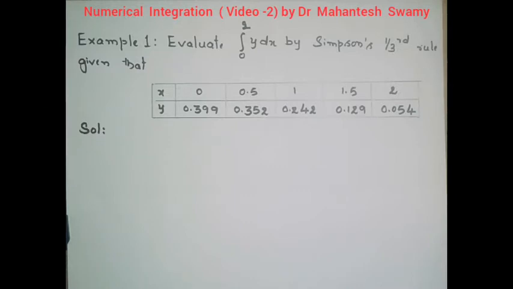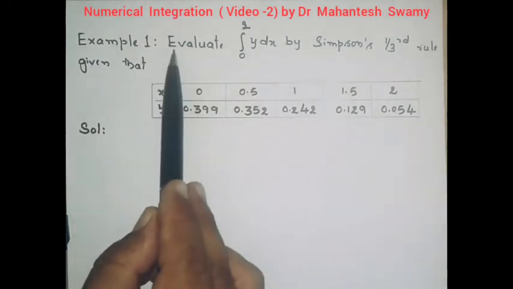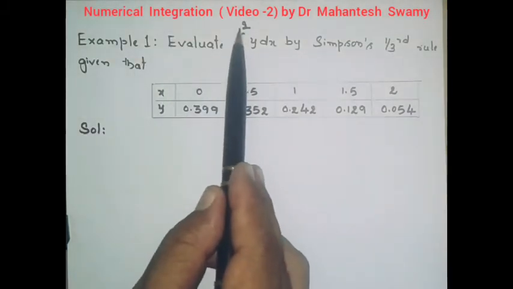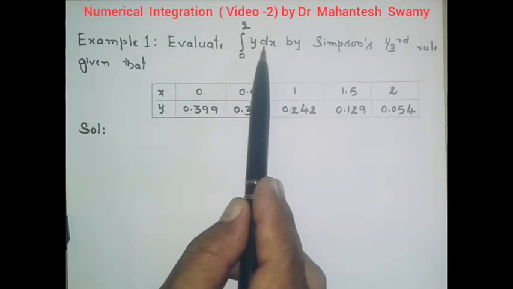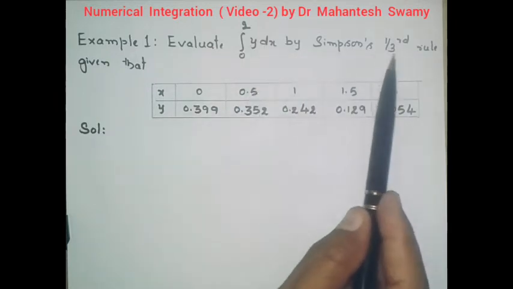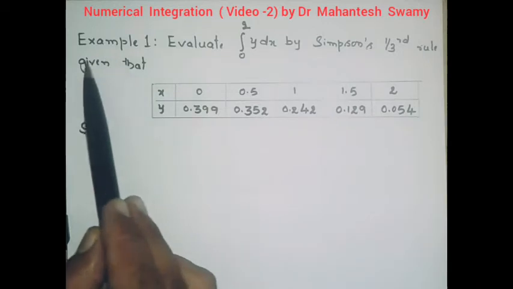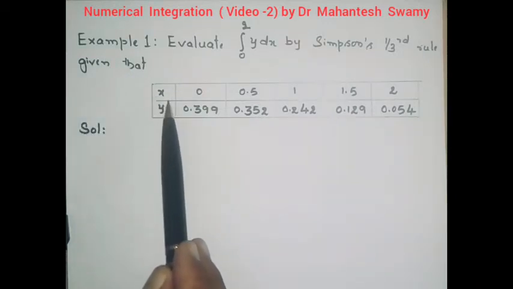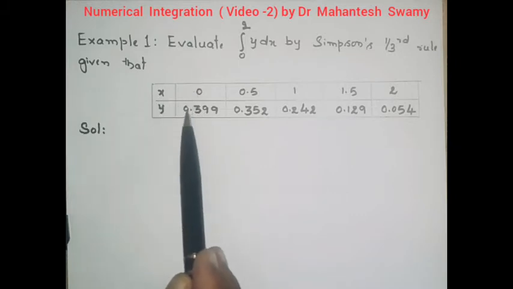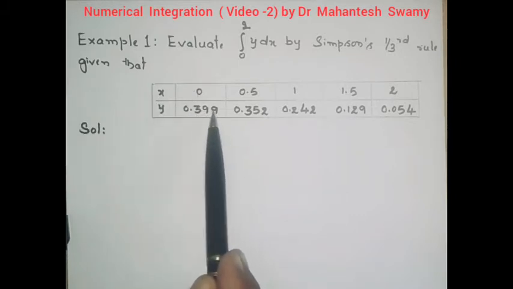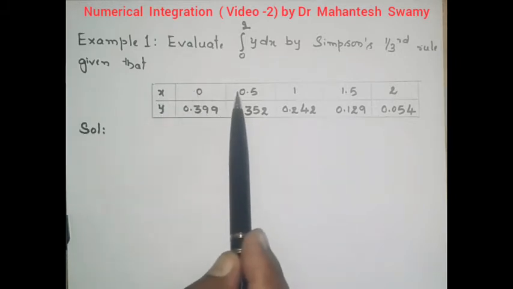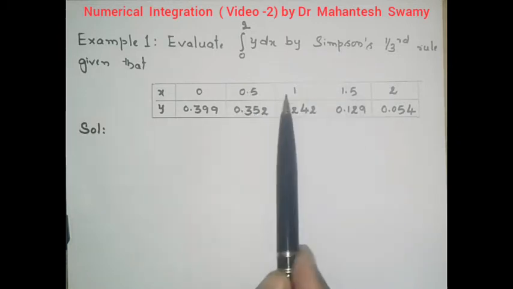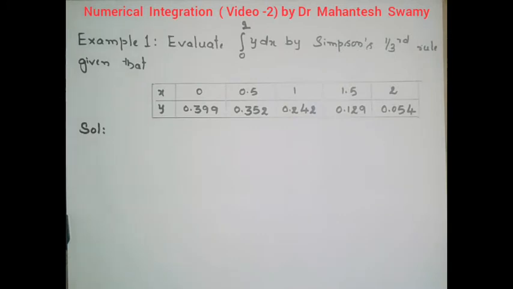Let us consider the first example. Evaluate the integral from 0 to 2 of y with respect to x by Simpson's 1/3 rule. Given that the value of y at x equal to 0 is 0.399, the value of y at x equal to 0.5 is 0.352 and so on. So let us solve this problem.